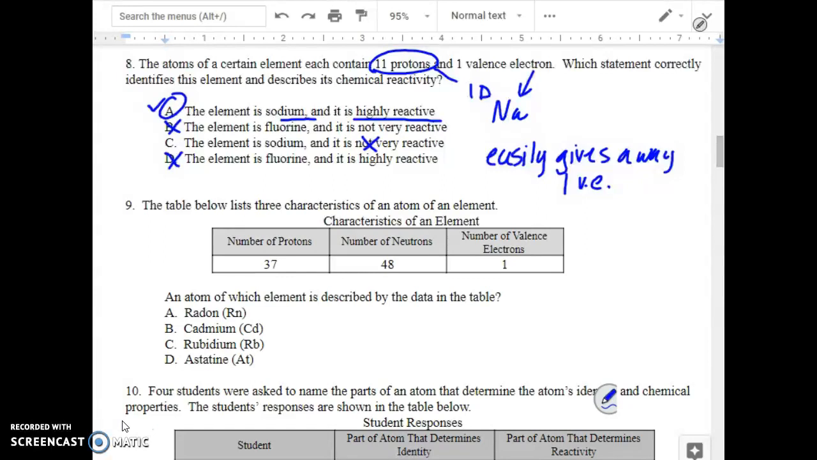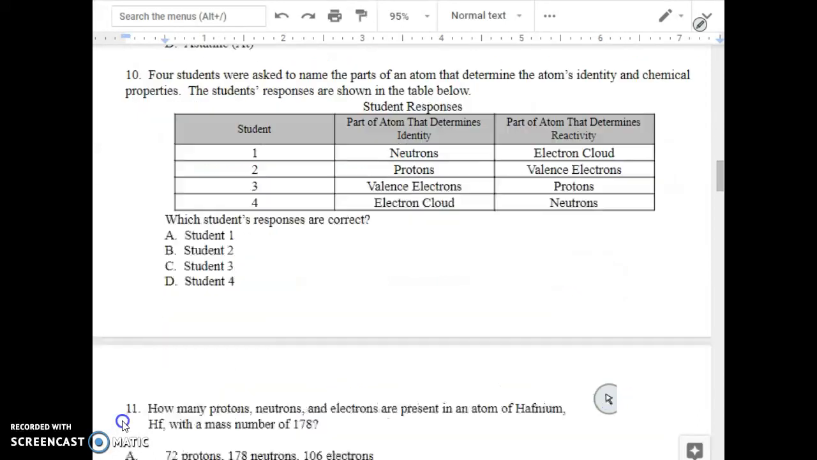Number 9, the table below lists 3 characteristics of an atom of an element. Number of protons, that's going to be our ID. The number of neutrons, these two together, is going to give us the mass. And number of valence electrons, that is the reactivity. An atom of which element is described by the data in the table? Really, the only number that we need to identify the atom is going to be number 37. We go to the periodic table, and rubidium is number 37. So C is going to be our answer.